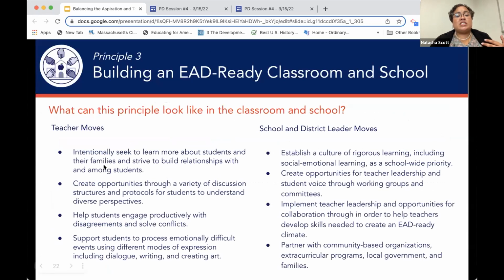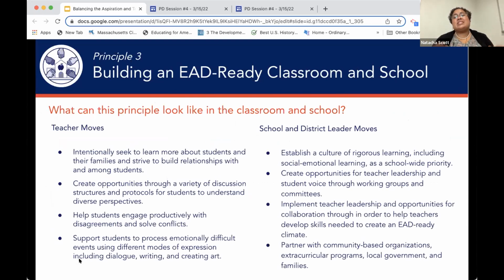And when we think about the teacher moves and the school and district leader moves, we also have student moves with these as well, thinking about how do we want to make sure that we're intentionally seeking to learn more about our students and families and building those relationships, both with those families and amongst the students, and thinking about how we're helping our students engage in these productive disagreements and solve conflict.